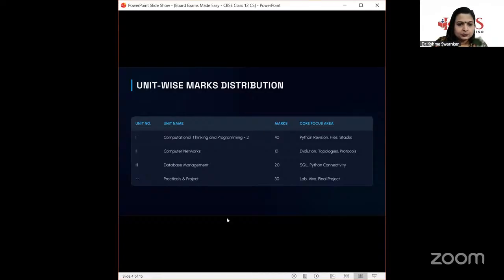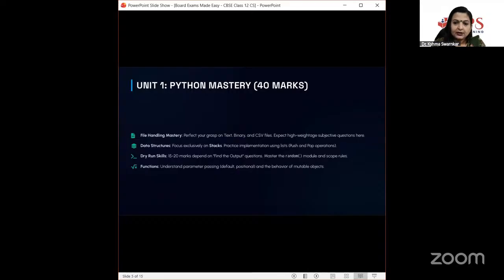Now, when I'm talking about the first one, unit 1, that is Python mastery. In Python mastery, what you need to do and how you need to go ahead, because this is unit 1, file handling will fly to the top of most of the scoring topics. And the difference between the W and A modes is the most important, because you use pickle and CSV files or modules. For data structures, you have to focus strictly on stacks, and don't waste time on queues and linked lists or something.